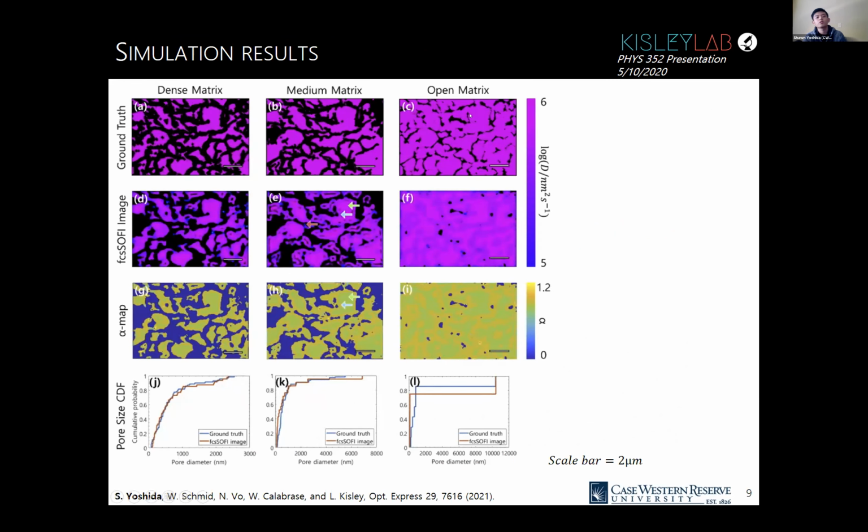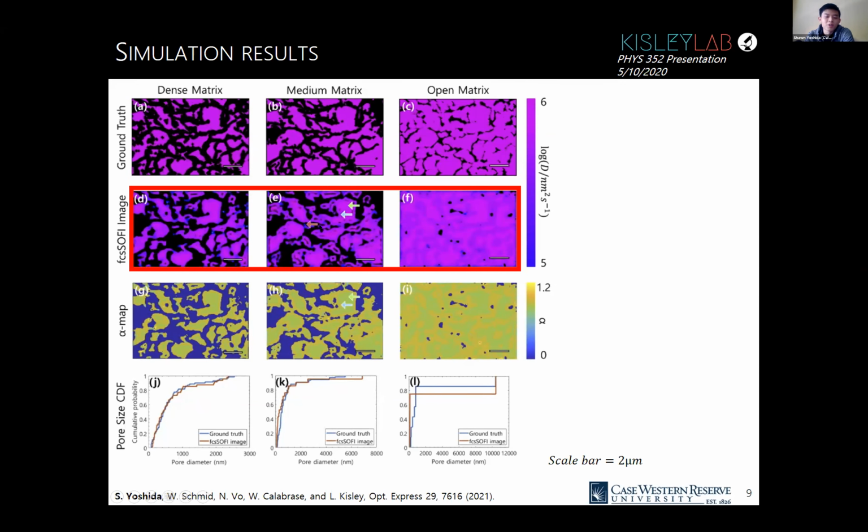And so the first row here, this is the results, is the ground truth. This is basically those three figures from the previous slide, colored in at the diffusion rate that we simulated, which is 1 × 10⁻⁵. It's a little bit slow for biological diffusion, but it's still certainly relevant. And this is simply what we might expect. And this is the extracted FCSOFI image. So we ran the simulations and analyzed it with our super resolution code, and it looked something like this.